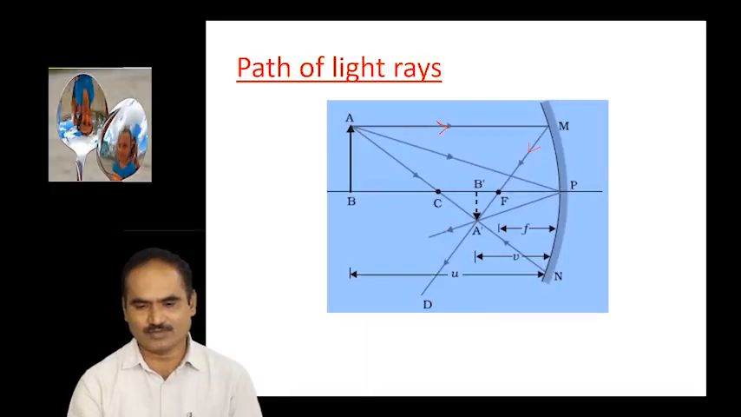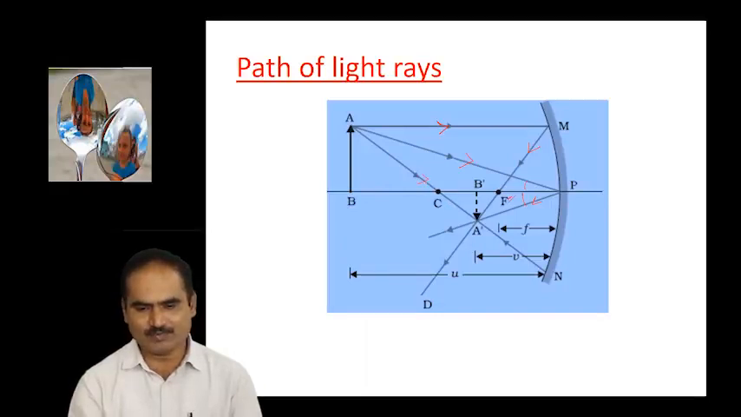It will pass through the principal focus. Then if another light ray is obtained from the same object, but it is incident on the pole of the mirror, here it follows the laws of reflection. Angle of incidence is equal to angle of reflection. Then another light ray, if it is passing through the center of curvature.